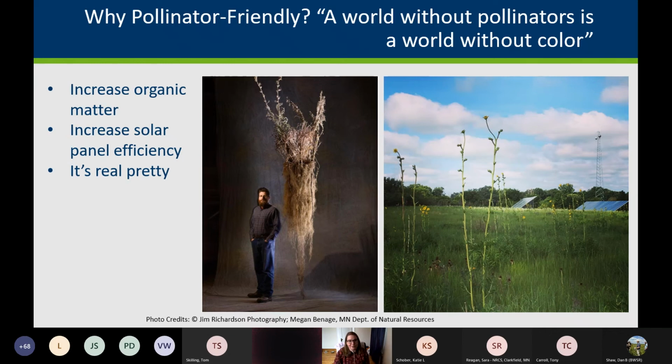If you're still not convinced that this is the way to go or something that we should be exploring, it's just real pretty. It's way prettier than just turf and gravel. It's super nice.